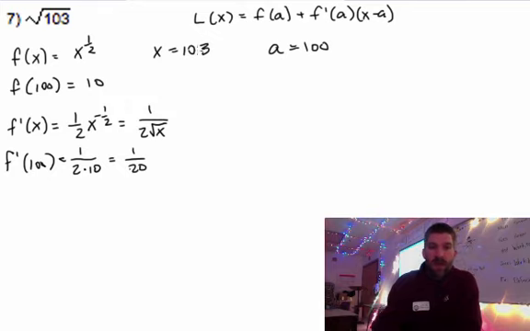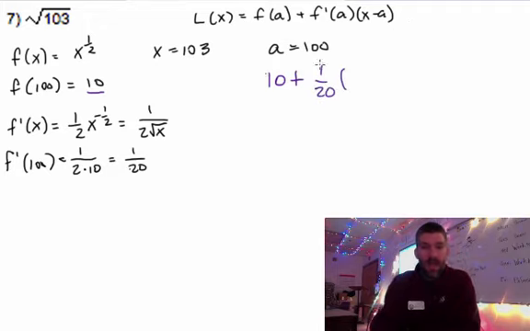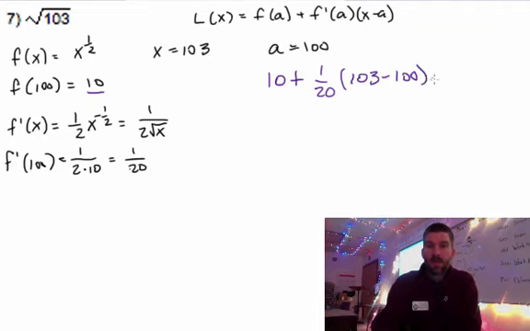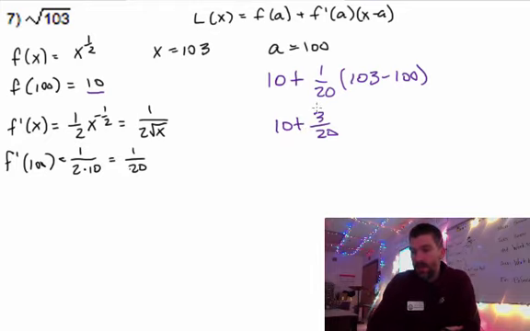So here we go. I just take my f of a, 10, plus f prime of a, that's that guy right there, times x minus a. X we said was 103. A is 100. And so I end up with 10 plus 3 over 20. And we could do all kinds of things with this. Like we could add fractions. We could convert to decimal. I mean, lots of options here. It's like not an impossible problem now all of a sudden.